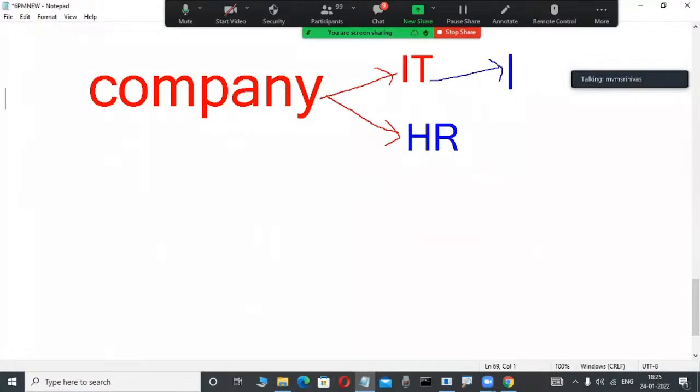In this IT department, 3 employees are working, for example. Again, in the HR department, 1 employee is working. This is a small scenario. In a company, an IT department and an HR department are there. For example, one company, 2 departments. In the IT department, 3 employees are working. In the HR department, 1 employee is working.